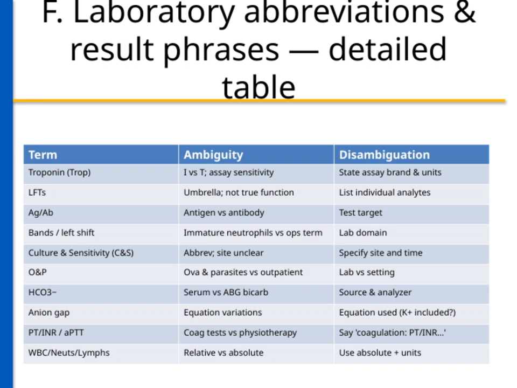Regarding WBC, neutrophils, and lymphocytes, these can be relative percentages or absolute counts. To be precise, always report the absolute counts along with units for clarity. Lastly, the table includes many other abbreviations and result phrases, emphasizing the importance of precise communication in the lab domain to avoid misinterpretation. In summary, always specify the context, source, and units when discussing lab tests. Clear, detailed descriptions help ensure accurate understanding and appropriate clinical decisions.